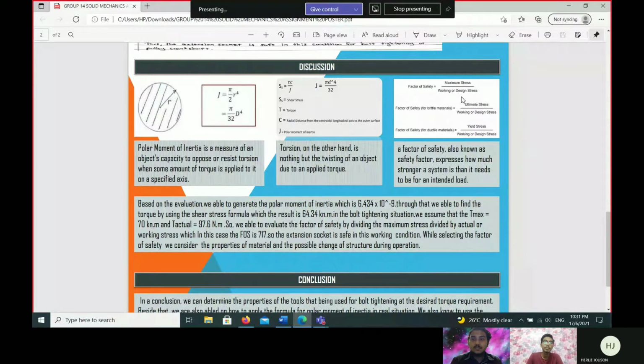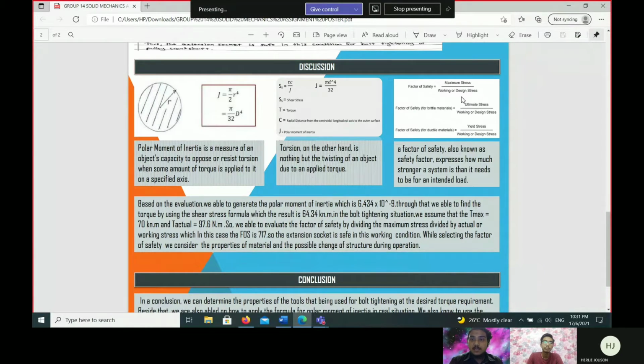Next is the shear stress, which is the torsion. In this case, shear stress is a torsion. It's nothing but the twisting of an object due to an applied force. Next is the factor of safety, also known as FOS or safety factor, which is how much stronger a system needs to be for an intended load.